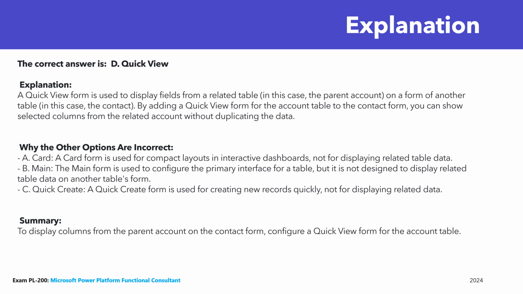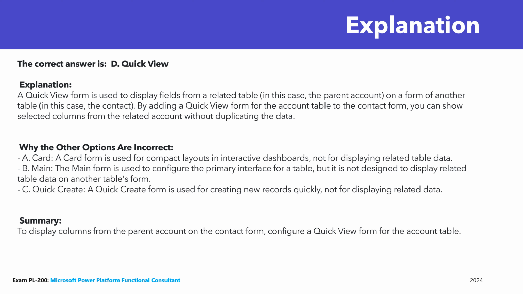The correct answer is D. Explanation. A quick view form is used to display fields from a related table, in this case, the parent account, on a form of another table, in this case, the contact. By adding a quick view form for the account table to the contact form, you can show selected columns from the related account without duplicating the data. Why the other options are incorrect.